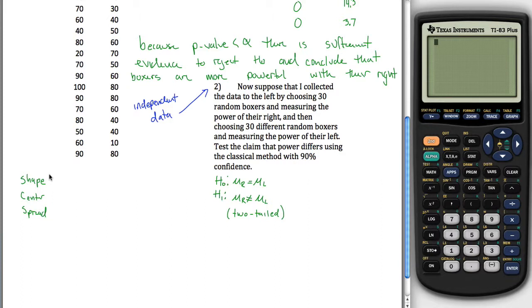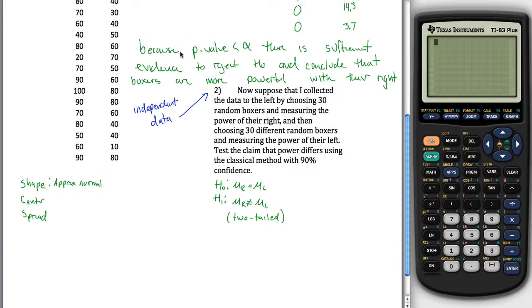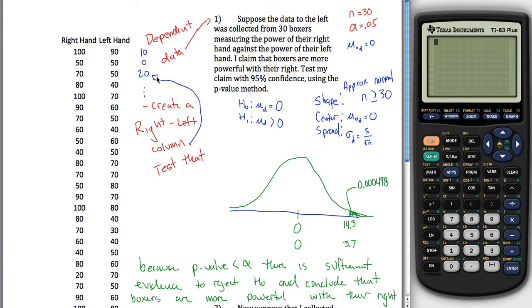The shape, it better end up being approximately normal because that's the only thing we know how to study in this class. It does. It's approximately normal. However, the reason why is a little bit different. Up here, we really only had one sample to deal with. It was this difference column. So we said, okay, the number of observations in that difference column, 30, was greater than or equal to 30.